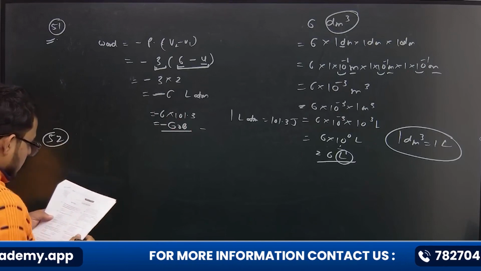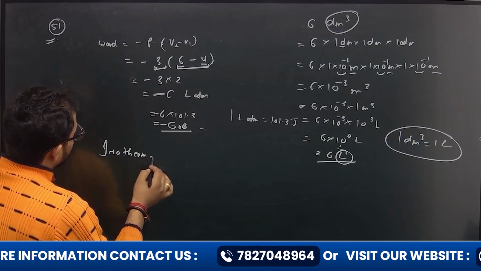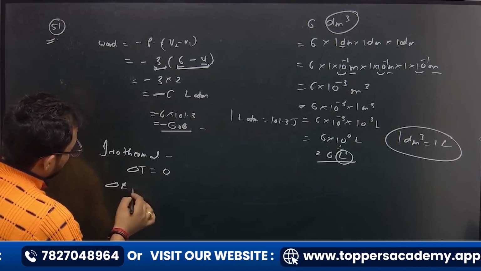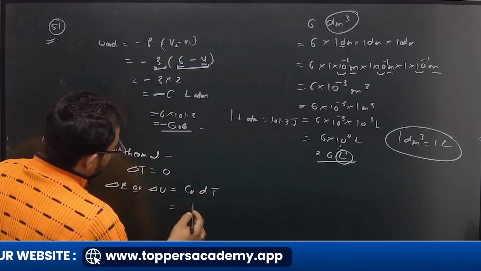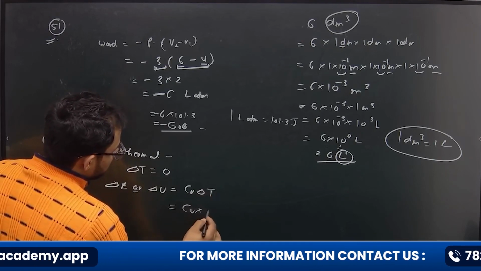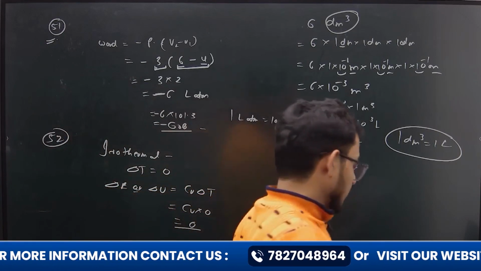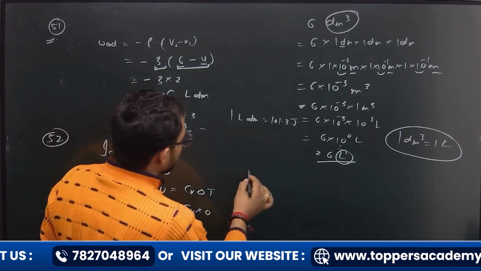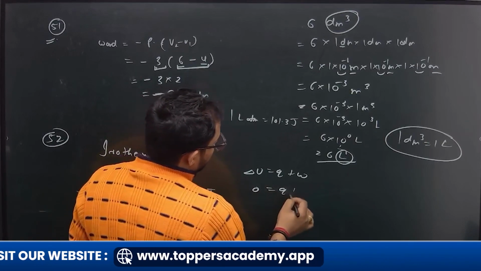52nd question. Isothermal process, right? If it is an isothermal process, then delta T will be equal to 0. So we know that delta E or delta U is equal to CV dT, CV delta T, right? So CV into 0, so 0. Delta E or delta U is equal to 0, right? Now, he's talking about Q also, heat also. We know that delta U is equal to Q plus W. Delta U is 0, so it is equal to Q plus W.